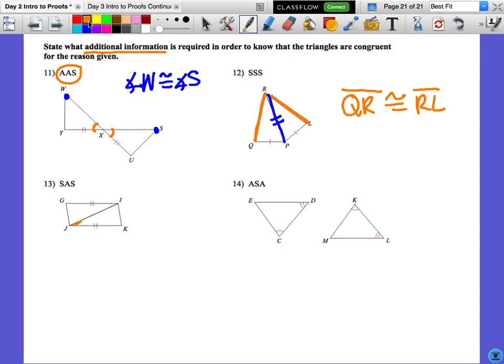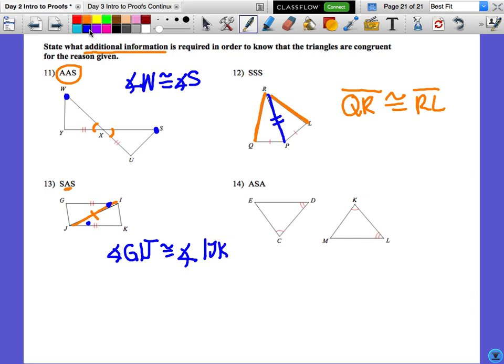Number 13, we have another shared side here. Since they've started with a double marking, I can use a single if I like, or a triple, doesn't matter. They need me to use side, angle, side. So I need the angle between these two sides. So I need this angle right here to be between those two sides. So that's angle GIJ. Needs to be congruent to the angle right here between those two marked sides. So that's angle IJ.